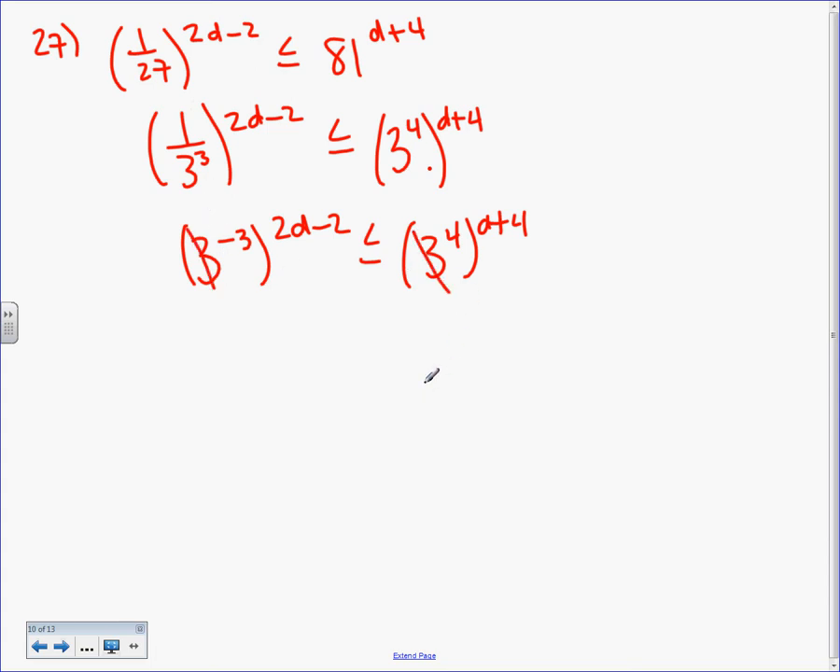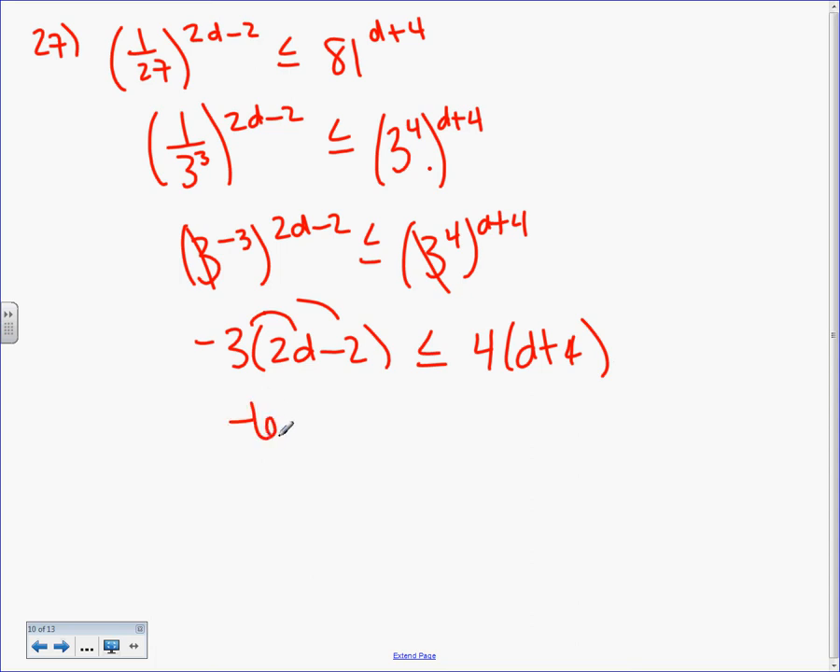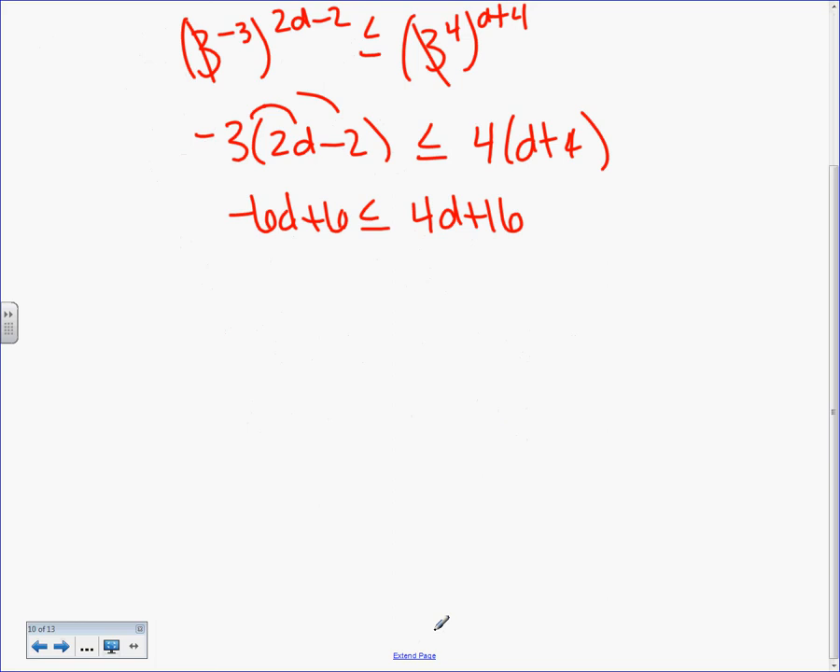They match now. Okay? So I have negative 3 parentheses 2d minus 2 less than or equal to 4 parentheses d plus 4. Is that okay? Okay? Distribute, what do we get? Negative 6d plus 6, maybe, less than or equal to 4d plus 16. Everybody try to solve that from there without me. If you can't solve it without me, tell me and I'll do it for you, but I want you to try.